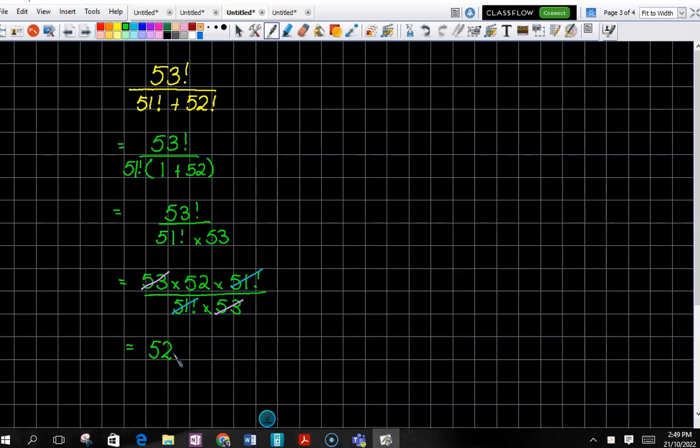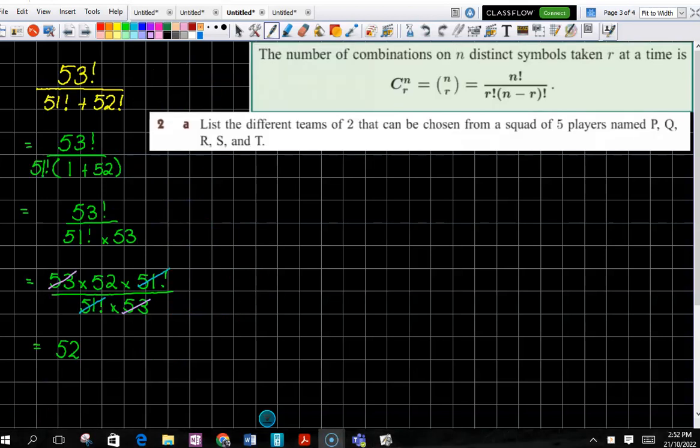I found it on Twitter. List the different teams of 2 that can be chosen from a squad of 5 players named P, Q, R, S, T. Right? So can we list them? What are the different ones that we could do? And this is really, I will make judgments about how you do your listing. So I would go with P, and that can be with Q, and then P can be with R, and then P can be with S, then P can be with T.